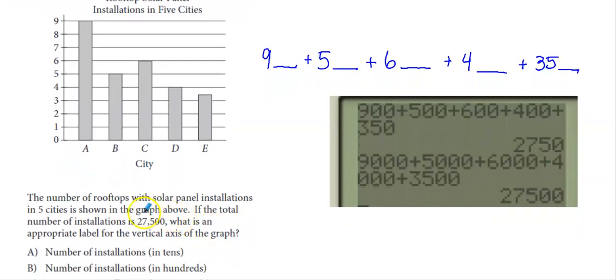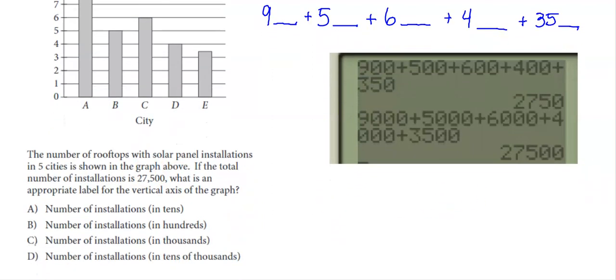It tells us what we basically just guessed at by looking at the graph before reading what's down here. But if you look at what we're actually asked to do, they say the total number of installations for these 5 cities is 27,500. What is an appropriate label for the vertical axis of the graph? So obviously if this is literally just a 9 for city A and a 5 for city B and a 6 for city C and so on, those values don't add up to 27,500. So if you look at these options, what we're going to have to decide is whether the numbers on the y-axis are measured in tens, hundreds, thousands, or tens of thousands.